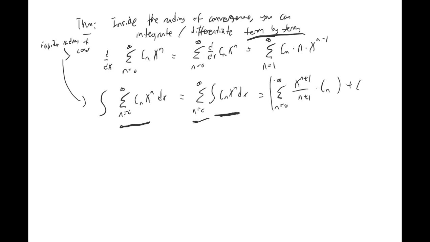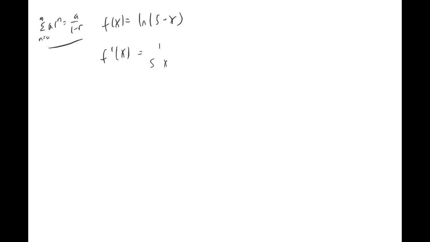Okay, let's do an example and see what I mean. If f of x is ln of 5 minus x, we can actually find the power series expansion for this. We don't know this directly, but everything is still based off of this formula for now. Let's take the derivative. The derivative of natural log is this, which in turn, with the chain rule, should be this.